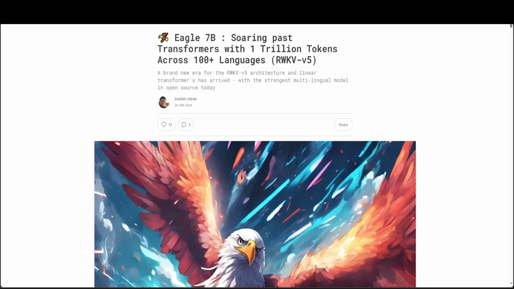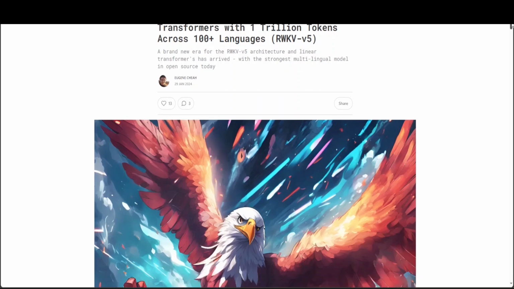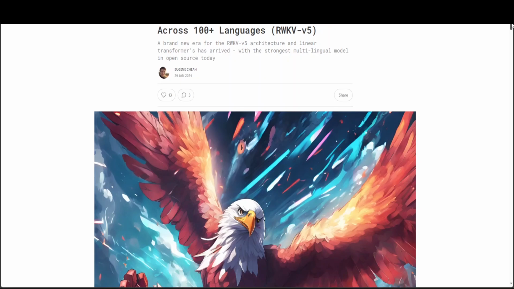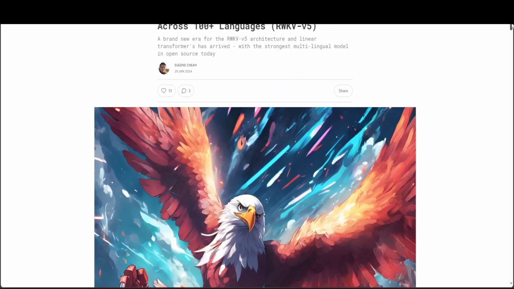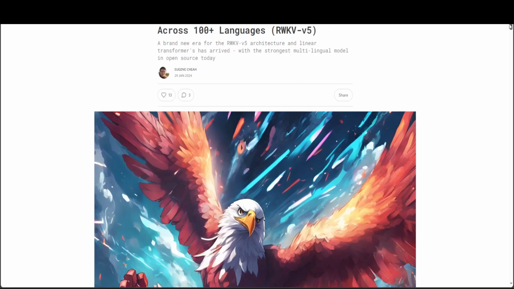We have a new player in the large language model space, and that is the Eagle 7 billion parameter model. This model is based on the RWKV architecture. RWKV stands for R, W, K, V, four of the important parameters in the LLM architecture. This Eagle 7B is really making a lot of ripples out there.